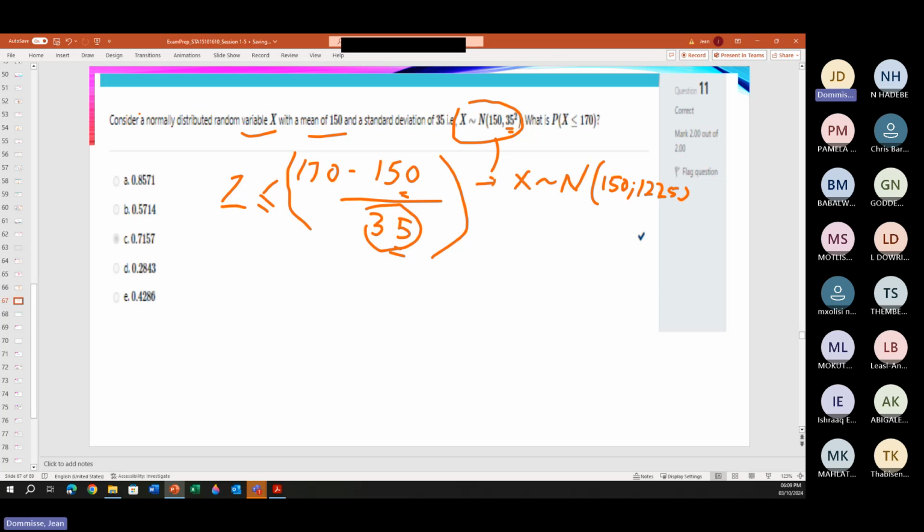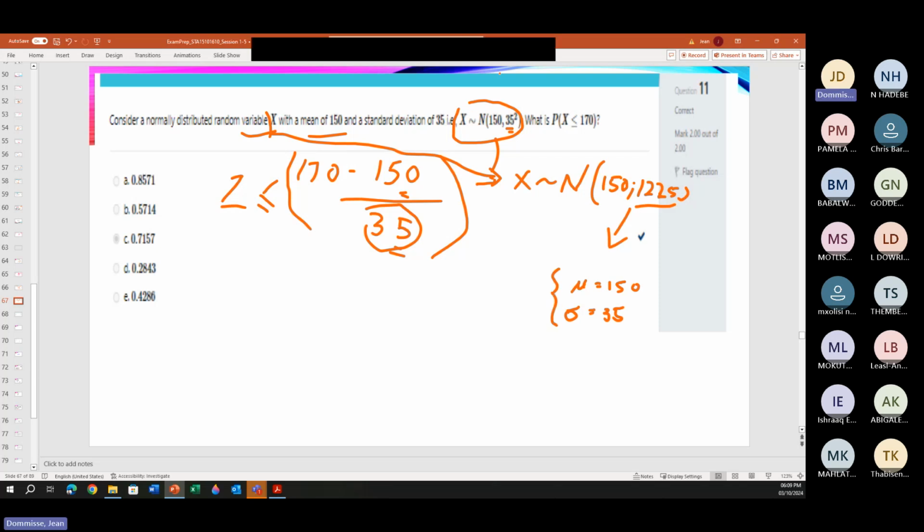Okay, so here they nicely set 35 to the power of 2, but they could have just said, consider normal random variable, and from there they could have just said X is normally distributed with mean 150, and that is normally your variance. So your variance is 1225. And then from there you needed to know, okay, that is actually 150, and my standard deviation is 35.